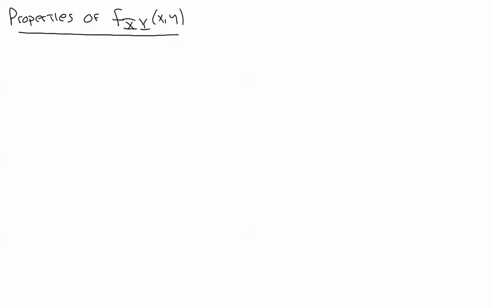Properties of my joint probability density function. Very similar, once again, to properties of marginal probability density functions. The first one is the volume under my joint probability density function is unity. The area under a marginal probability density function is unity. Now we're talking about volume.